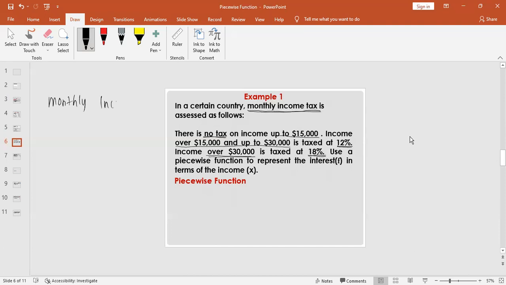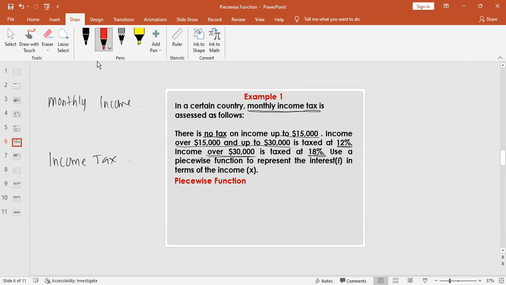Okay, so by analyzing the given example, we can say that the two variables are the monthly income of a person and the income tax. Yan yung dalawang pinag-uusapan natin. Kung ilan yung sahod and ilan yung income tax. Okay? And between these two variables, which one is the dependent variable? What do you think? Yung magdedepende sa isang variable. Yung income ba magdedepende sa income tax? Or yung income tax yung magdedepende sa income?